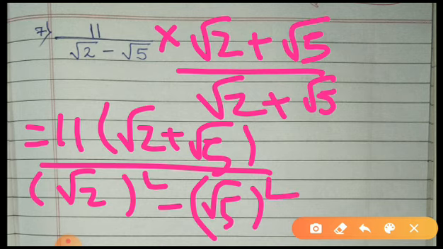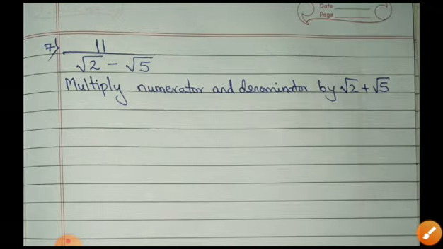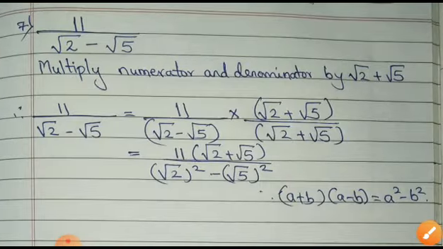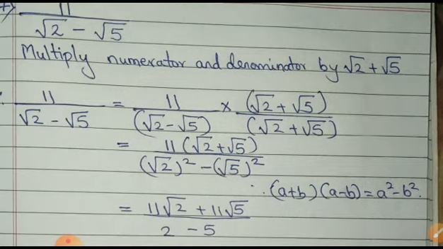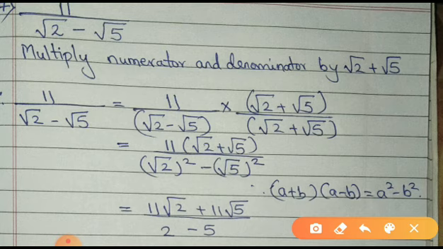Clear? So I'll be getting it as a square minus b square using the identity. So a square is nothing but root 2 square, that is equal to 2. Root 5 square is equal to 5. So in the denominator, what will I get? 2 minus 5, that is equal to what?